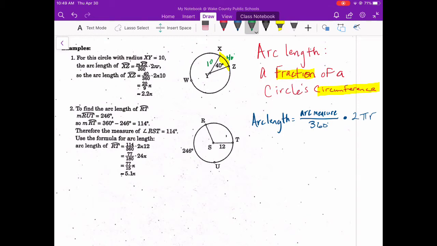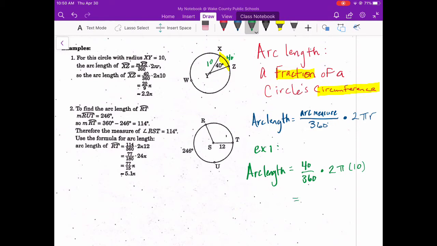Let's figure this out. So for our example one, arc length is going to be the fraction of the circumference. The fraction is the arc measure, so in this case, the arc measure is 40 degrees out of the total 360. So there's the fraction piece we're talking about, 40 out of 360. And then we're going to multiply that by the circumference, the 2 pi r, so 2 times pi times the radius of 10. So the definition is the formula: fraction of circumference.